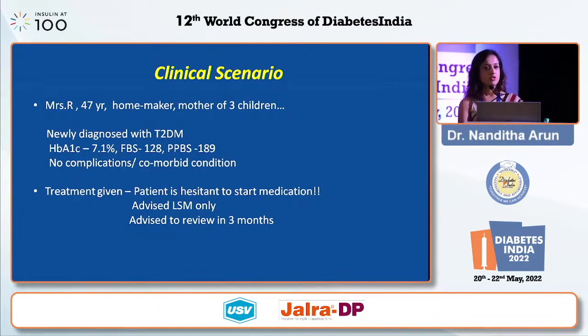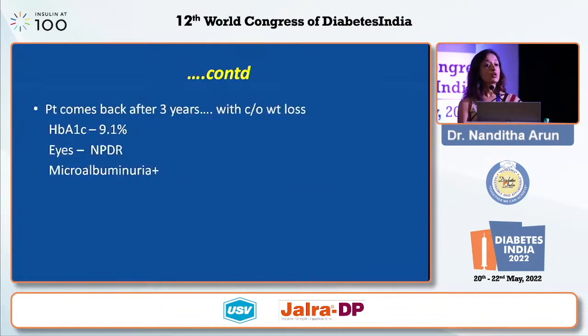But of course the story didn't end there. She comes back only 3 years later, and this time she comes with complaints of weight loss, and her HbA1c from around 7 has now spiked up to 9.1, and at this point she already has 2 complications, retinopathy and microalbuminuria. So what went wrong here? Was this absolutely avoidable, and who is responsible here? That's what we're going to be discussing here today.